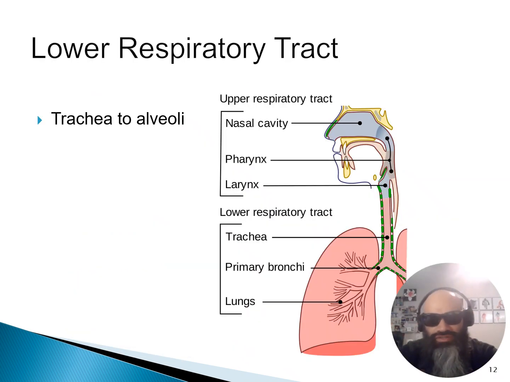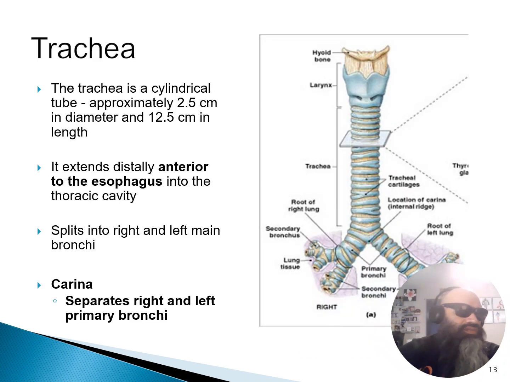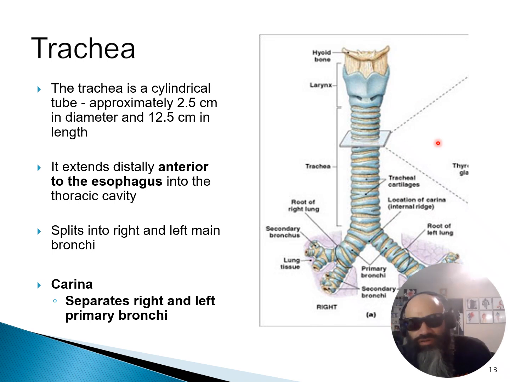Lower respiratory tract, as you can see in that area there, goes down to the lungs. So it begins at the trachea. I'm not going to have you memorize what the size of the trachea is. Just understand that it extends distally and is found anterior to the esophagus, and it also splits into the right and left main bronchus. That bifurcation, mentioned right here, is called the carina. Get familiar with that as well.